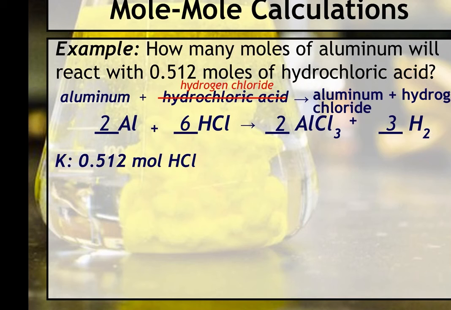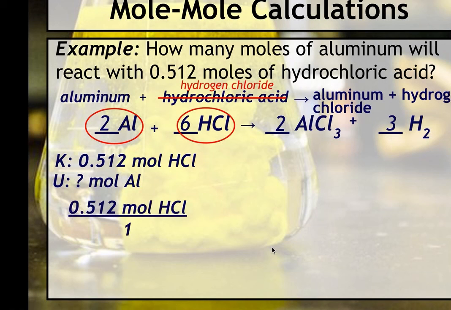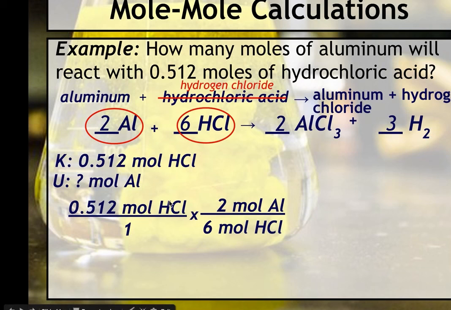I know I've got 0.512 moles of hydrochloric acid. I'm asked to find the moles of aluminum. These are the relationships I'm going to need. How many moles of aluminum per moles of hydrochloric acid? Dimensional analysis. Setting this up so my units will cross off. 6 moles of hydrochloric acid is going to be needed for every 2 moles of aluminum. Cross off my units. Now I'm ready to get the answer. 0.171 moles of aluminum will be produced in this reaction.